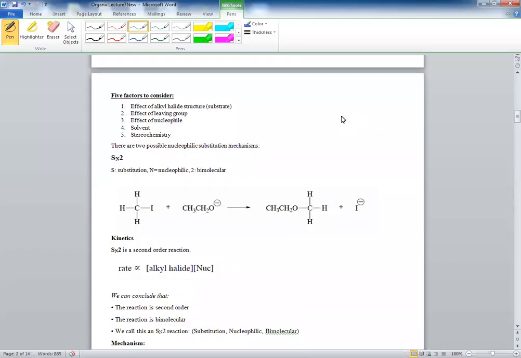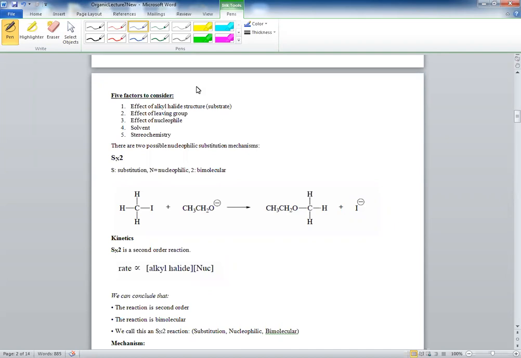When we study substitution reactions, whether they're SN1 or SN2, we have to look at several factors. I'm going to just mention them right now, and then, as we discover each substitution reaction, we will learn about each one of them in detail.